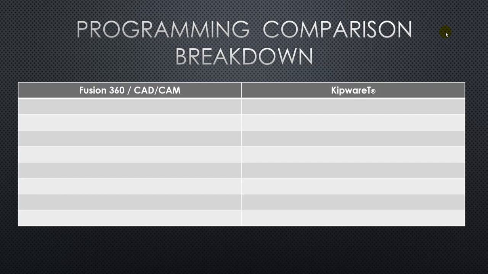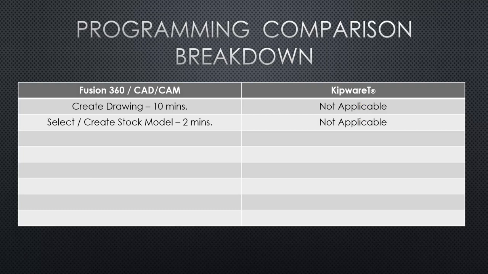So now that we've illustrated the programming process between the CADCAM system and Kipware T, we're going to take a look at the programming comparison breakdown. First of all, we had to create a drawing. In the CADCAM system, that took us about 10 minutes, and in Kipware T, we did not need to create a drawing, so that's basically not applicable. Next, we had to select and create a stock model so that we could describe the machining to the CADCAM system. It took us again about 2 minutes, and in Kipware T, it was not applicable.